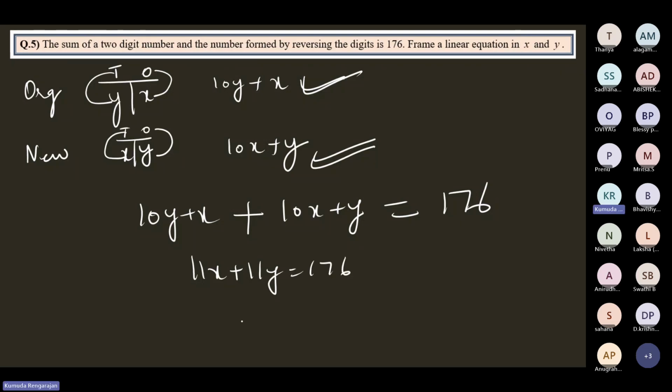So we get 11x plus 11y is equal to 176. 11 is common. 11 comes for division, so x plus y is equal to 176 by 11, which is equal to 16.